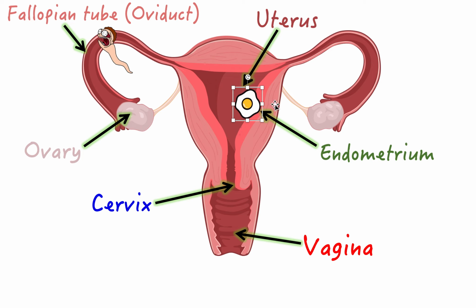Now, one more thing. This layer under here is called the myometrium. It is made up of muscle. This is the reason why females will have period cramps. They can have cramps, like painful cramps, because of this muscle contracting severely, okay? And you'll see why it contracts later in this video.